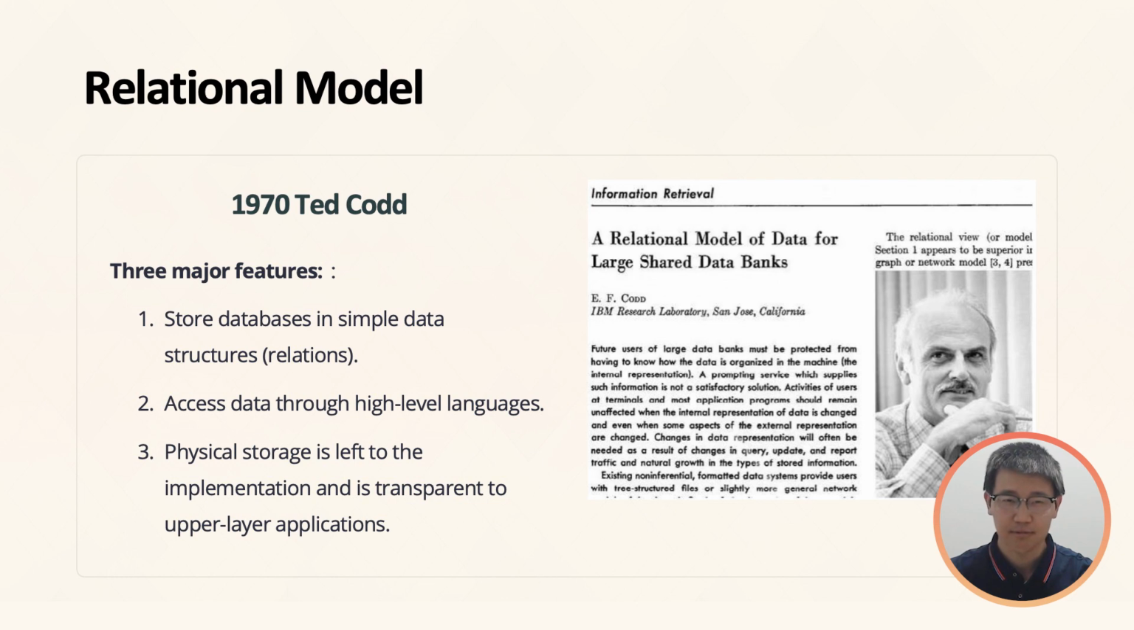The relational model has been around since the early days. First proposed in 1970 by Codd, it is outlined in a well-known paper and has since become a cornerstone in database theory. Codd emphasized three key characteristics of the relational model: simplicity in data structures. Databases are stored in simple data structures, relations, done. Data is accessed through high-level languages. Physical storage is delegated to the implementation, remaining transparent to upper-layer applications.